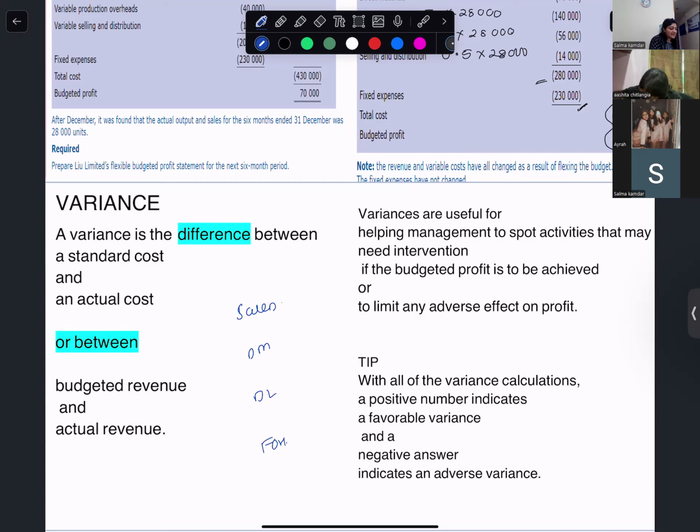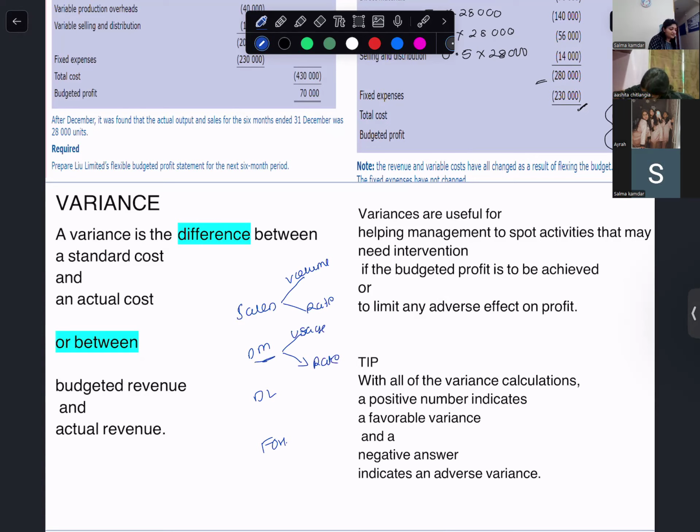Can you name the 2 sales variances that we are studying here? Volume and rate. Sales volume variance and sales rate variance. This is the way you speak. Direct material, what are the 2 direct material variances we are studying? Direct material usage variance and direct material rate variance.